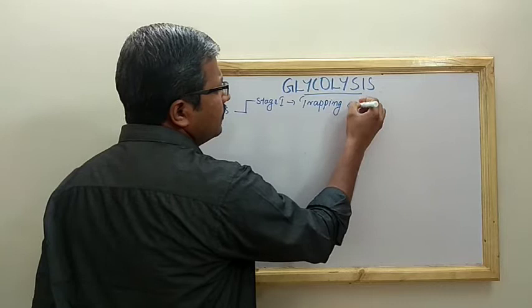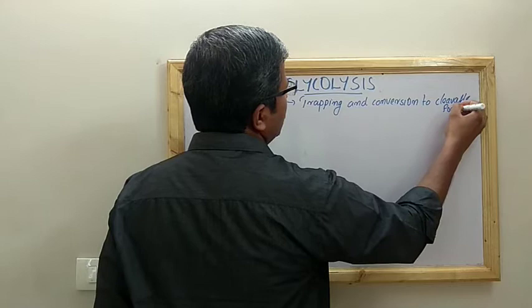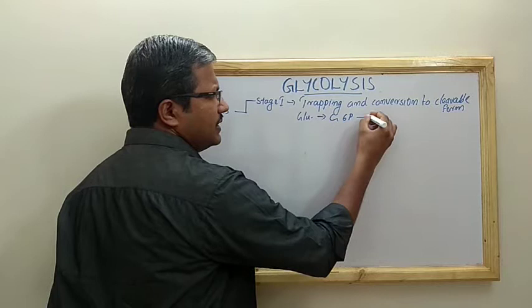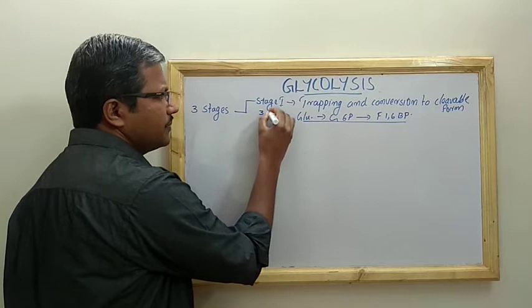and conversion to cleavable form, to breakable form. Okay, that is the first stage. Here the glucose is converted to glucose 6-phosphate, and then it is converted to fructose 1,6-bisphosphate up to these particular steps. So this particular stage 1 includes 3 steps.